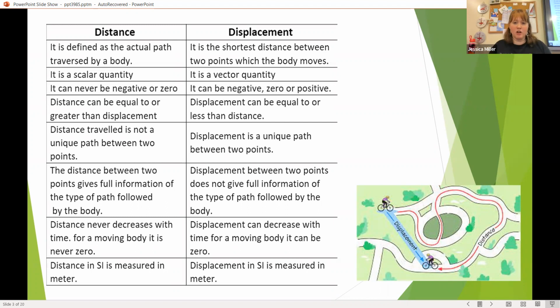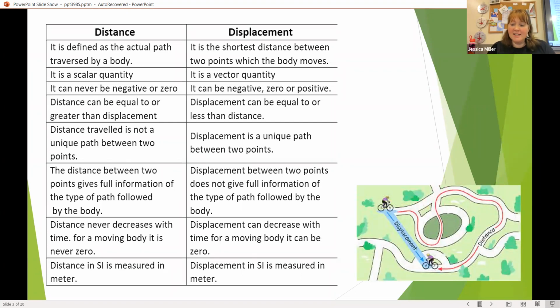So let's continue our talk just on distance. Distance is the total path length, and it's a scalar, meaning it doesn't need direction. It can never be zero. And distance can be equal to or greater than the displacement. And we'll talk about that in just a moment.